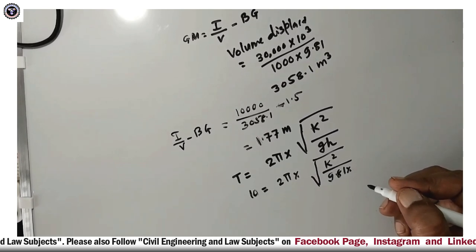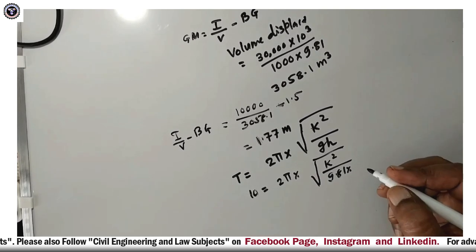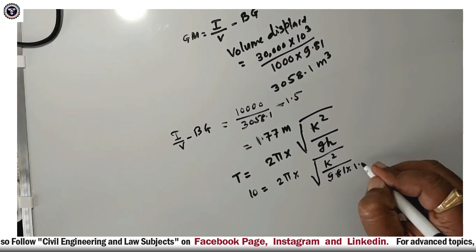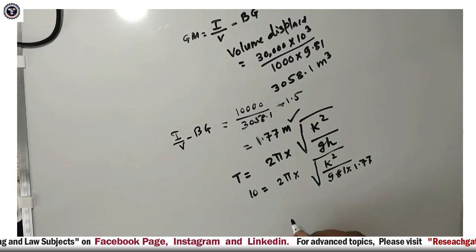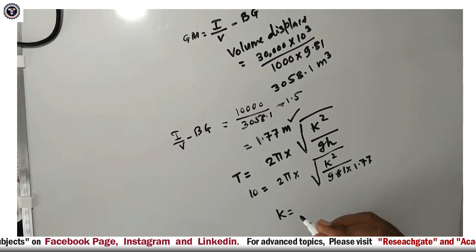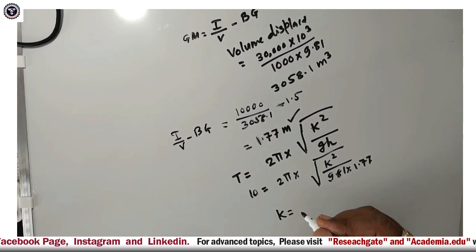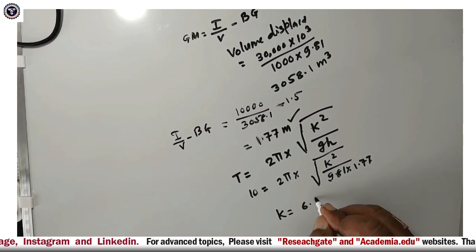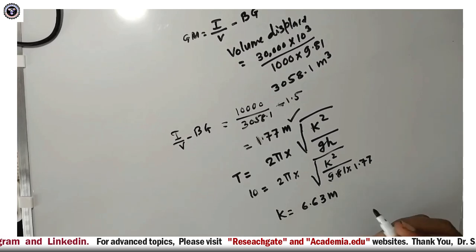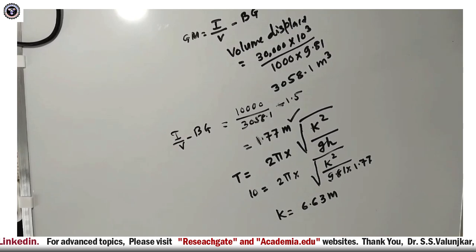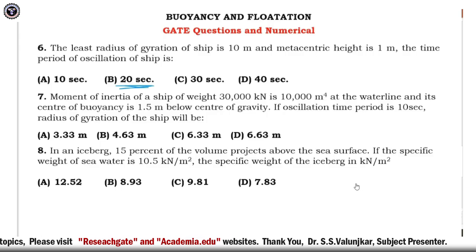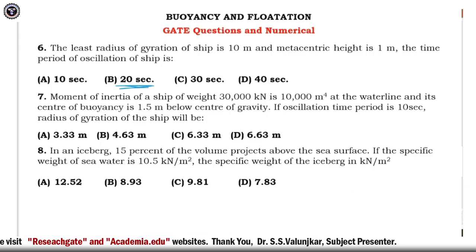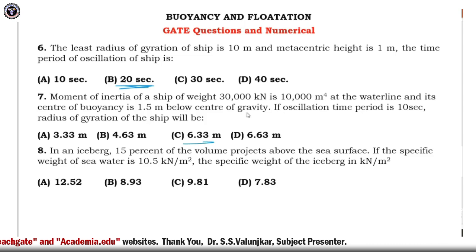H. H is 1.77. Now find out K. So K is equal to 6.63 meter. Following this, we will get K is equal to 6.63 meter. So this way, option C is correct. Let us begin with more problem.